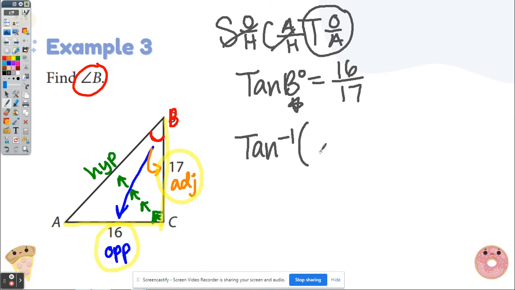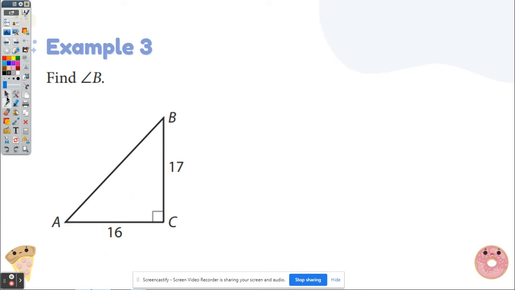So inverse, and inside tan of the inverse of tan, you're going to put what you know, which are opposite and adjacent, to get the angle. So it's the opposite of tangent. You're trying to get the angle by itself. Put this in the calculator, and we should get 43. Let's see if we can get 43. I'm going to erase this now. Let's go to the calculator.